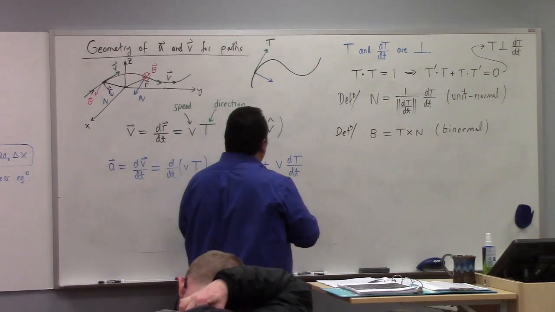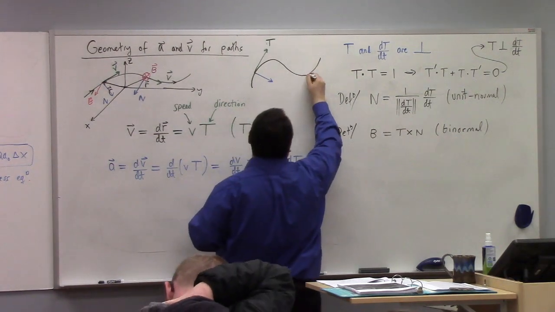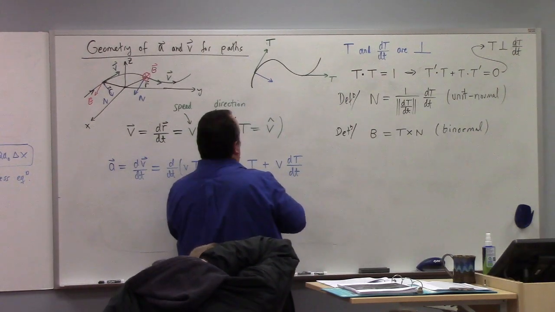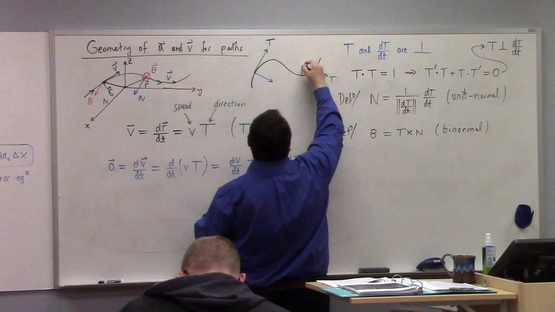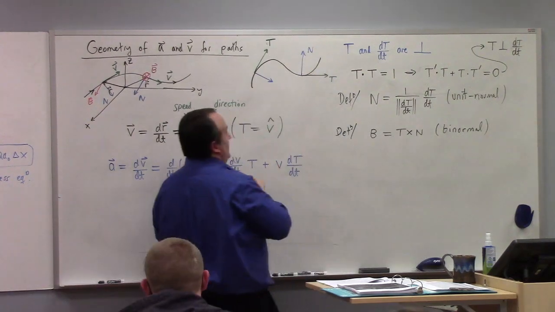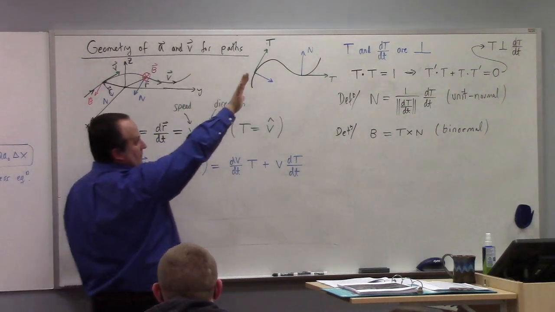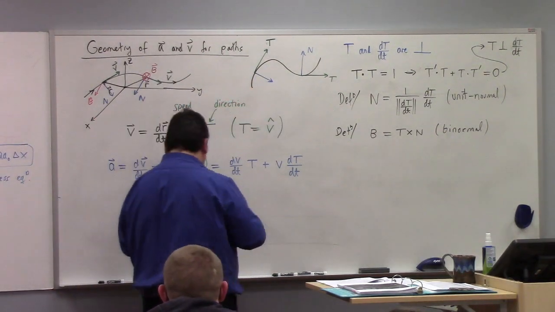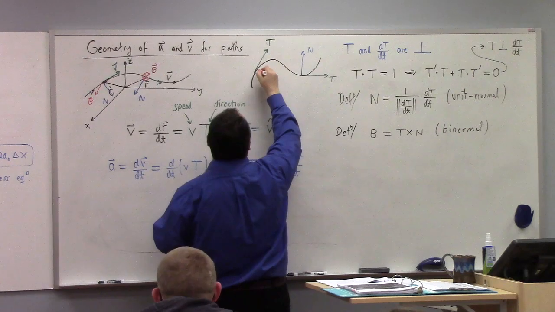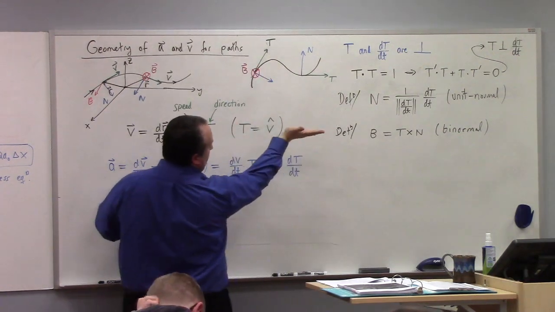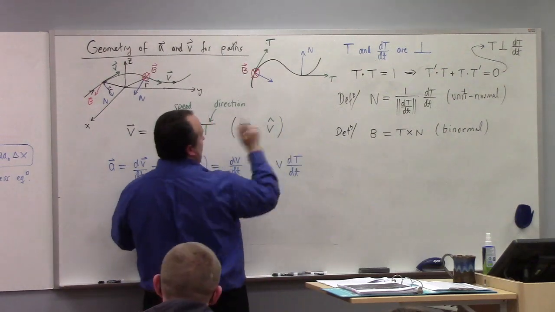So over here, if this is the tangent, then the unit normal points like this. In this case, let's think about where's the binormal. T cross n, so the binormal's into the board. T cross n, binormal's out of the board there.